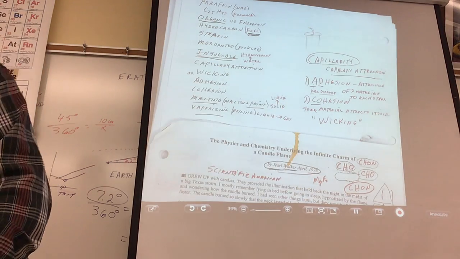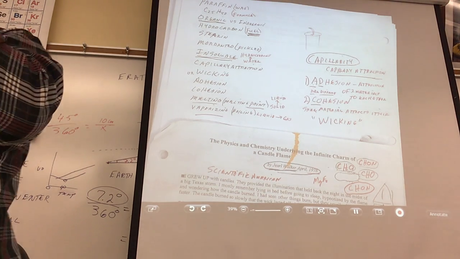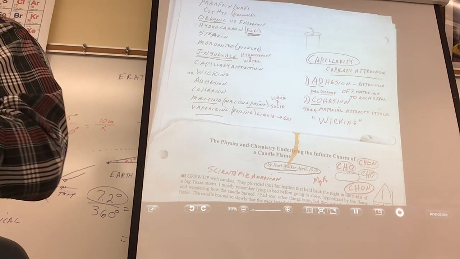What does it mean if it's insoluble? I keep looking at your faces. I'll know to call on you. What if I told you that salt and sugar were soluble in water? What does it mean to be insoluble? It doesn't mix at all, right, and so it does not dissolve. You cannot dissolve wax in water, can you?